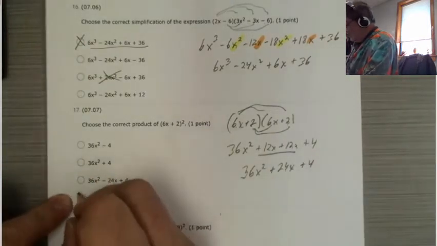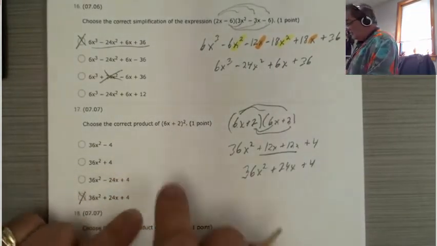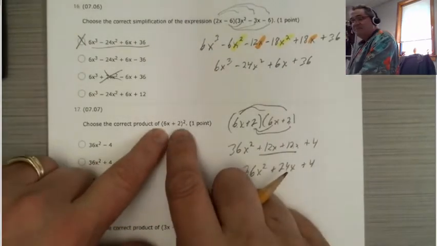All right, so that is 36x squared plus 24x, because these are like terms, plus 4. There you go. Now, if you remember the shortcut on this, if this is what you call a perfect square, this will make a perfect square binomial because you're multiplying something by itself.